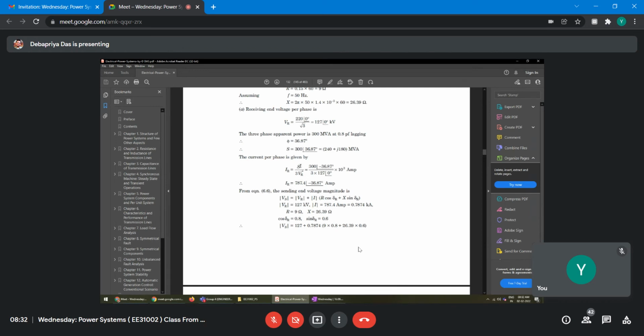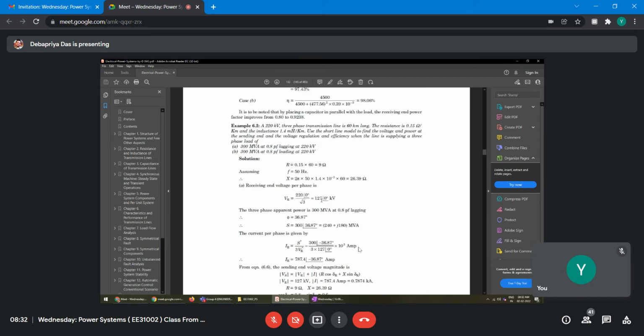If you divide this S by 3, then it will be 100. That's why this 3 VR conjugate IR is equal to S star you have taken, because here same philosophy I told you, same philosophy, right? So 3 means it is three phase. That's why 3 into VR we are taking here is per phase.